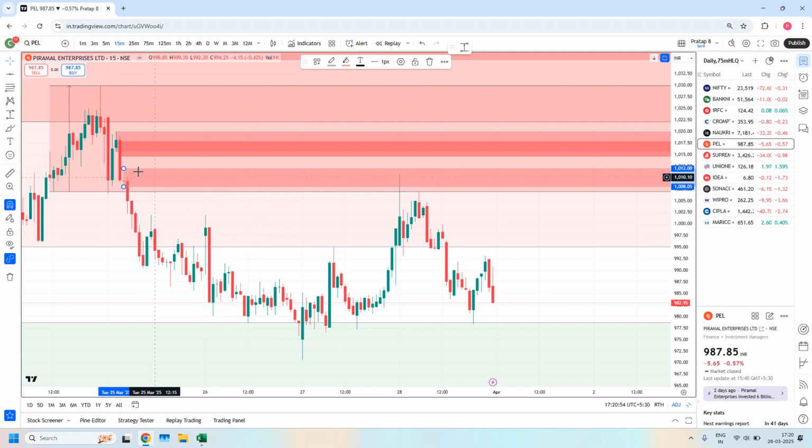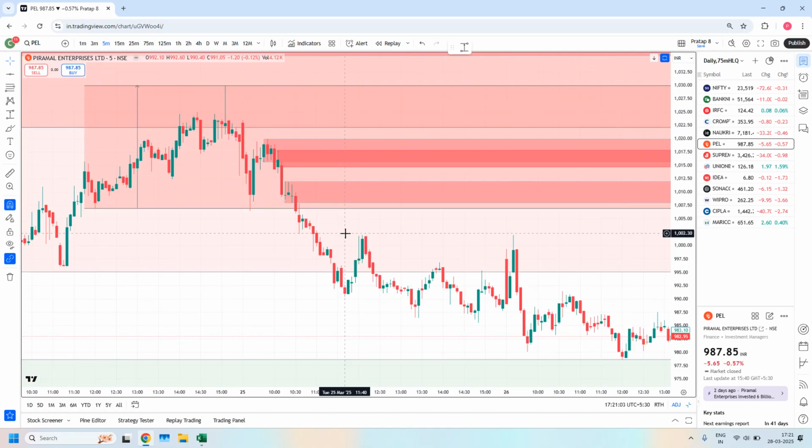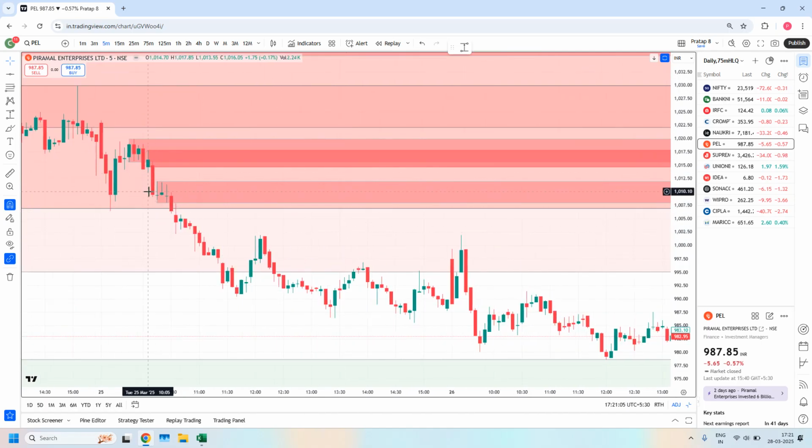So this is a 15-minute supply zone, drop base drop, no doubt in that. Go to the 5 minutes time frame. In the 5 minutes time frame, you have a drop candle, you have 3 base candles. This leg out I was not convinced by, because it is a medium size candle. That's why I ignored this zone.